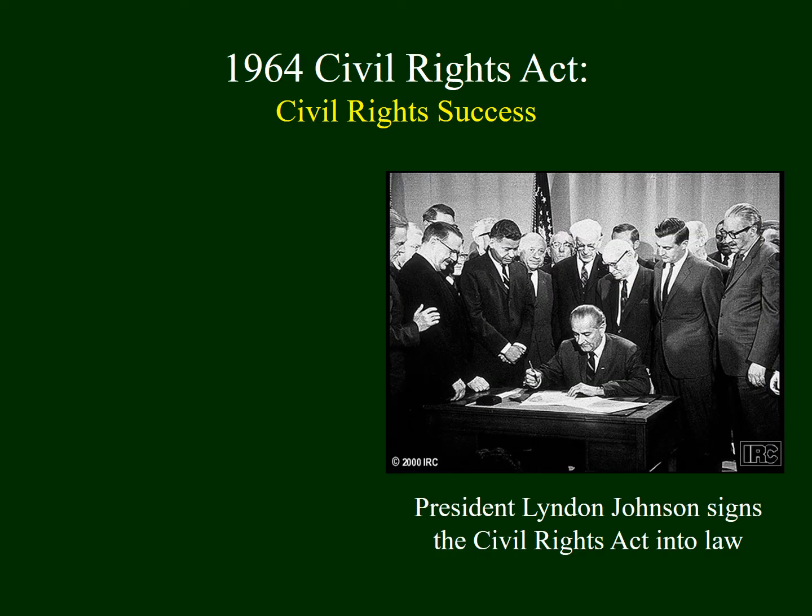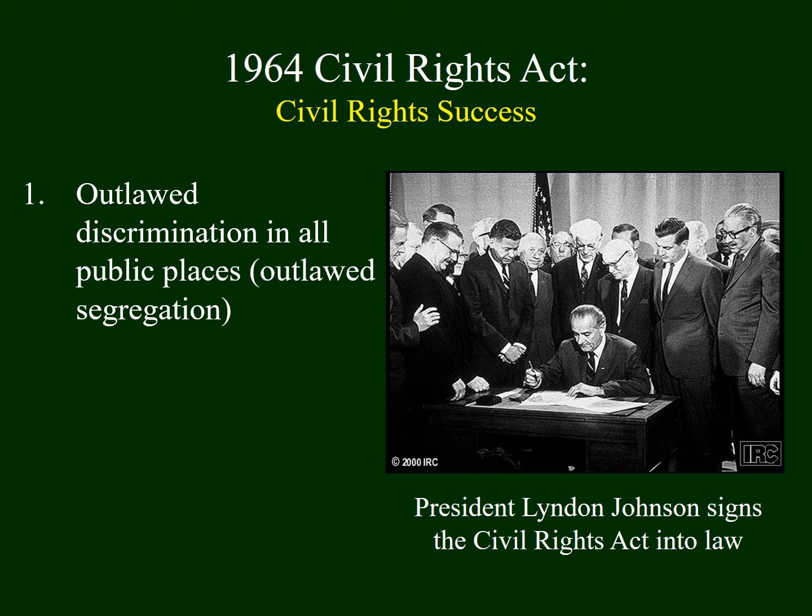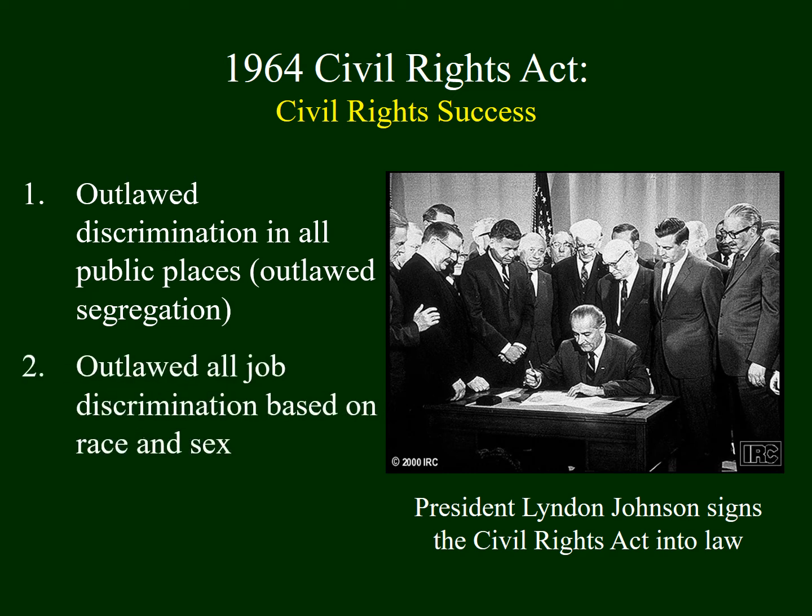Eventually, Congress took action and passed the Civil Rights Act of 1964. This outlawed or prohibited discrimination in all public places. Essentially, it outlawed segregation. Secondly, it outlawed job discrimination based on race and sex. On the right, we see Lyndon Johnson signing the bill into law. What this did was it finally outlawed those Jim Crow laws about 100 years after the end of the Civil War.